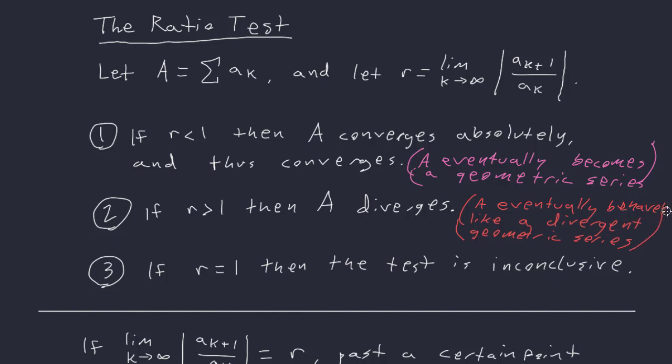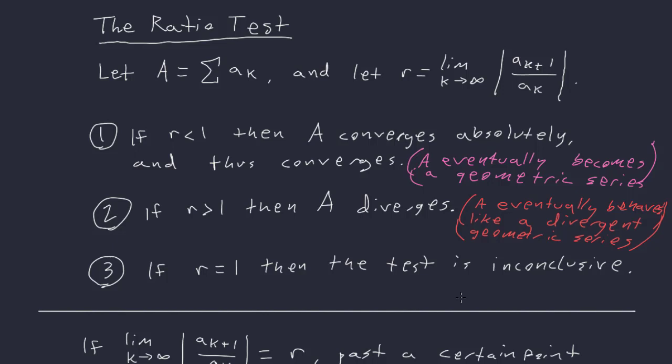And if r is equal to 1, it's inconclusive. There's a lot of weirdness that could be happening in this case. So we'll look at this case as an example later. Okay, but before we do that, let's just look at some examples of how this works.